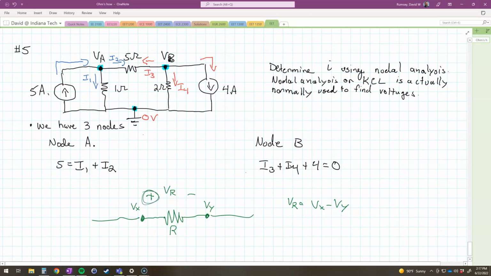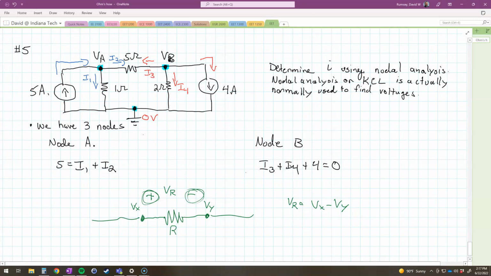Because if you're measuring across the resistor, like having the positive red cable of a DMM and the black cable of a DMM connected across that resistor, you're literally taking the voltage at point X, subtracting the voltage at point Y in order to get the voltage drop across the resistor. So that's going to be important here on how we're going to use Ohm's law.